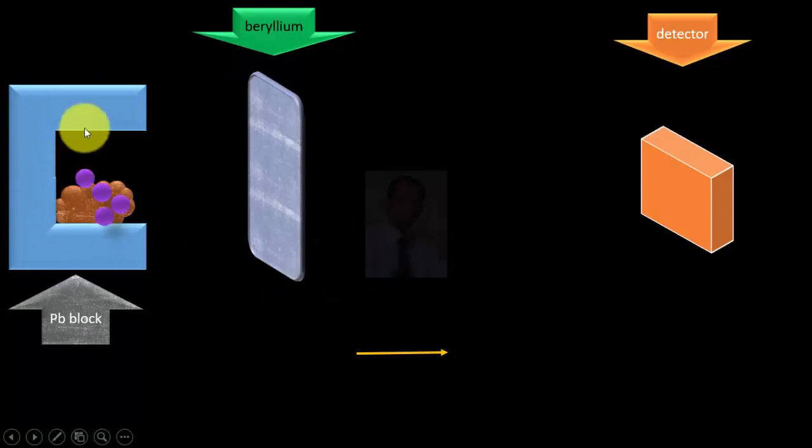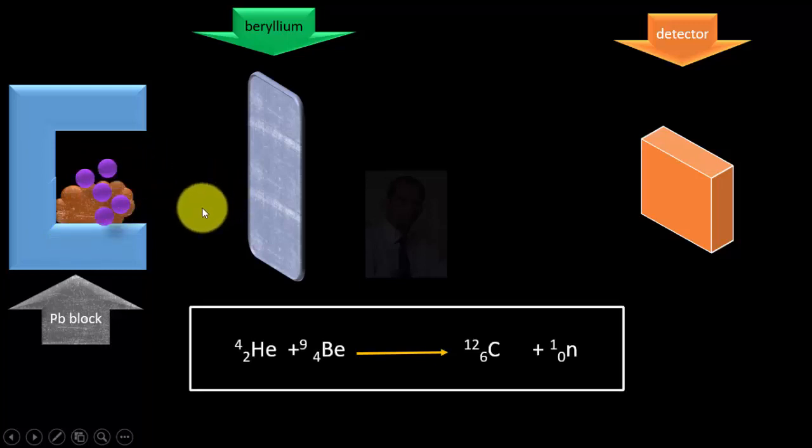In this experimental setup, you can see polonium is kept in this cavity and it is enclosed by lead material. Lead is a heavy metal which blocks the radiations from going out in every direction. That's why this end is open, so that radiations could go in only one direction.